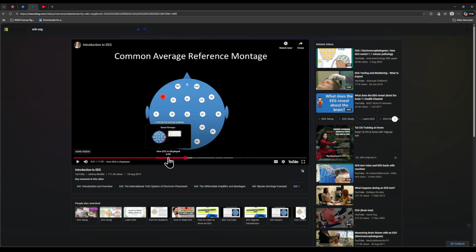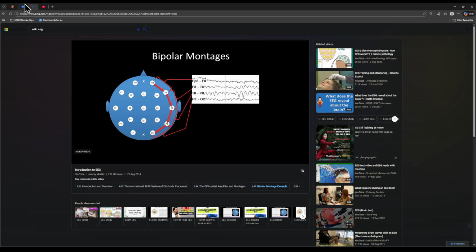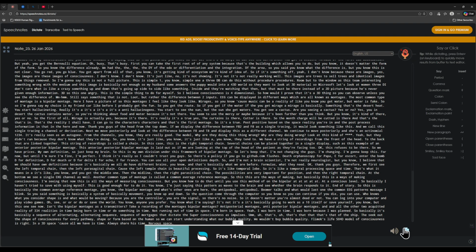So basically, it's a sequence of montages that dictate the shape of consciousness as pulses that seek out the shape of consciousness for every pathway, shape or form based on the human. So we can start understanding what our bubble quality framework is like. So the 4D model of consciousness is right in a 3D space because all we have is time. All we share is time. Never space. Thank you guys. All space. Never time. Thank you.